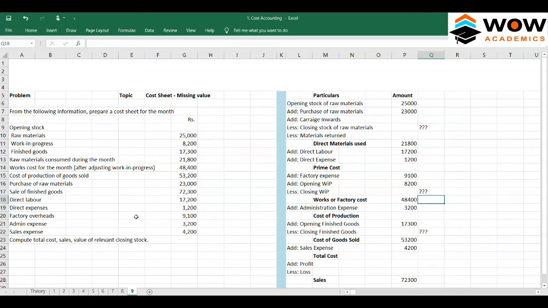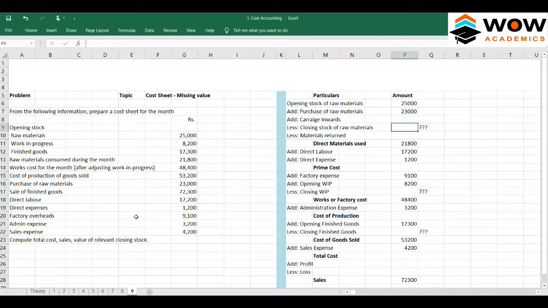So we will find from here. So if you put it here, the total items which are purchased was 48,000. Okay, both these things come to 48,000, but direct materials used is only 21,800.